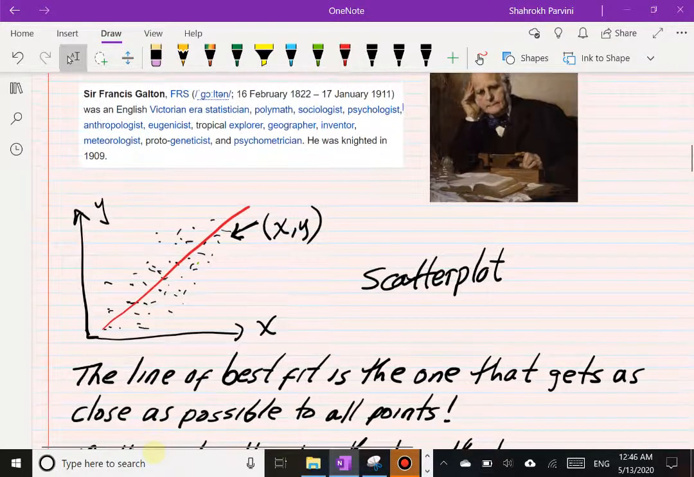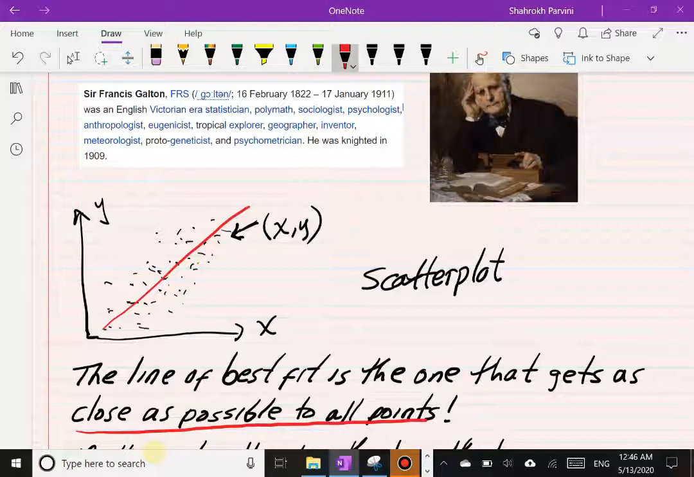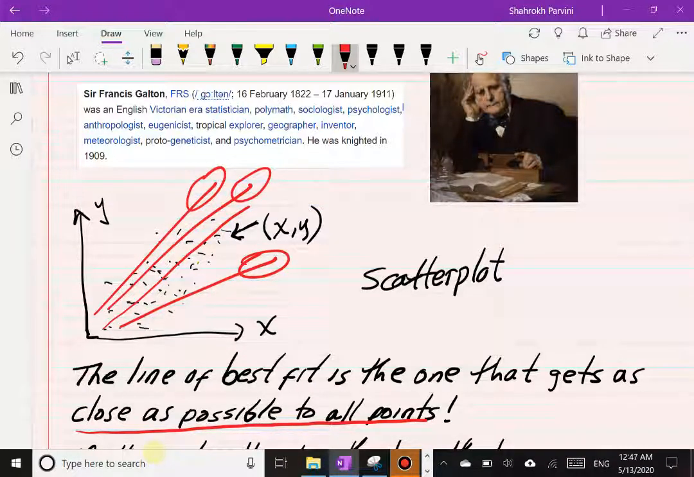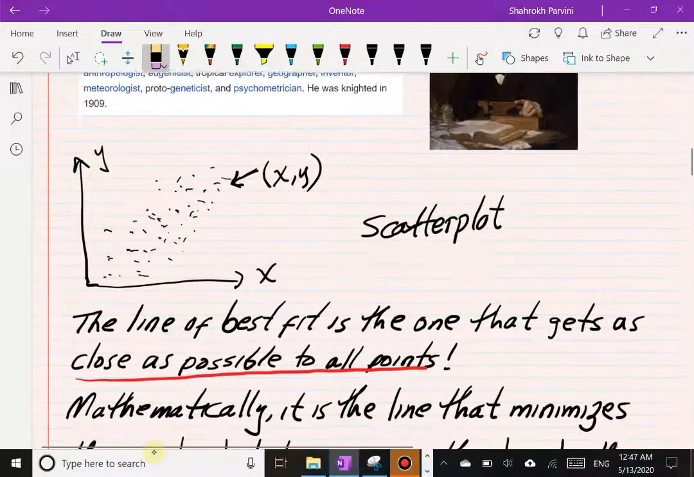So now, the line of best fit is going to be the one that gets as close as possible to all data points. You can remember, this line is no good, this line is no good, that's no good. The one I have here looks like the best line of fit. That's what we want. We're interested in the mathematical equation for this line of best fit.